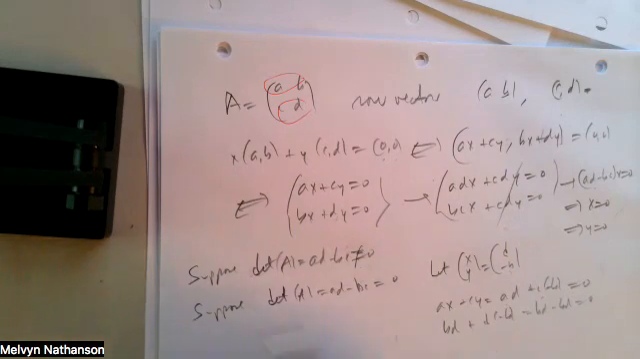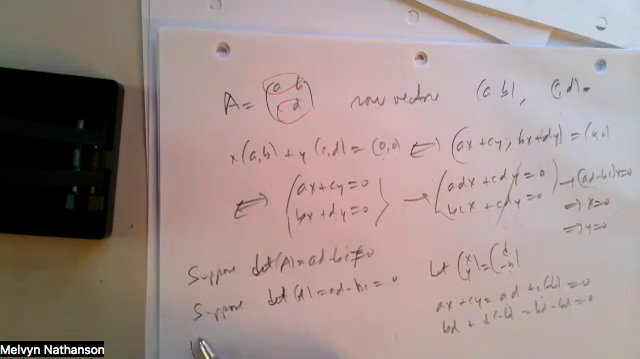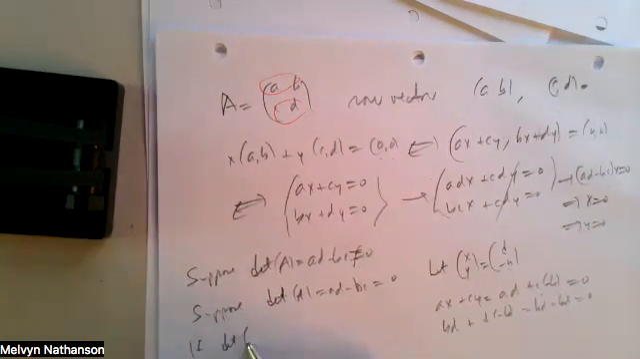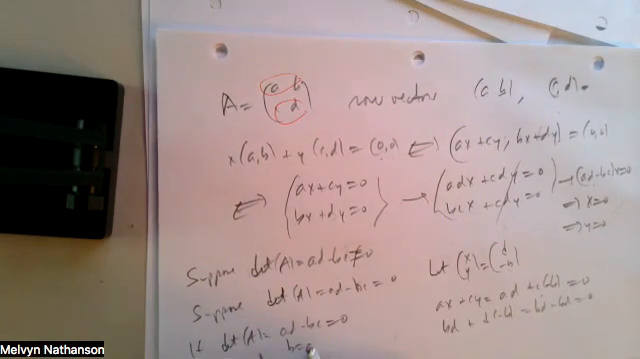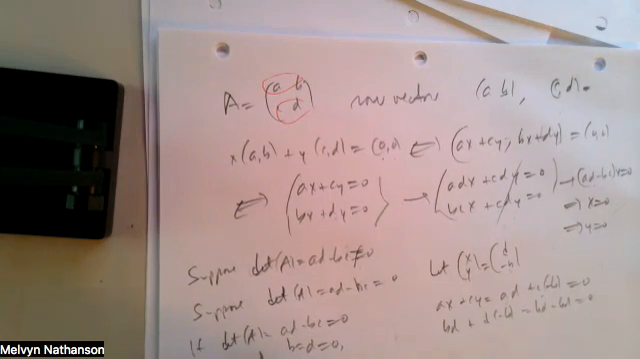So if the determinant of A is 0, and also B equals D equals 0, then what do we say?